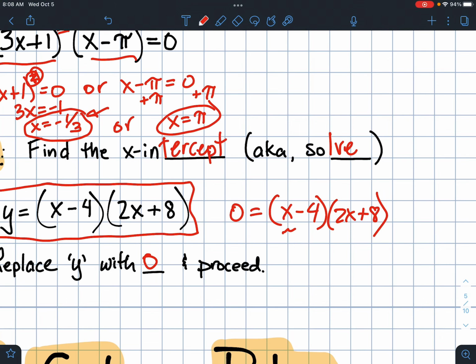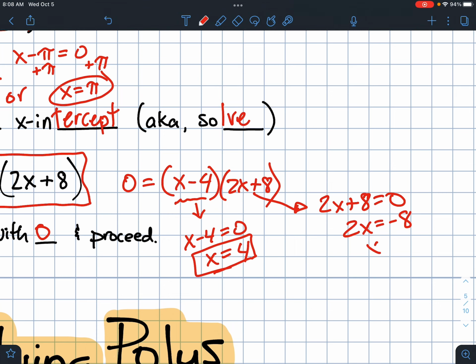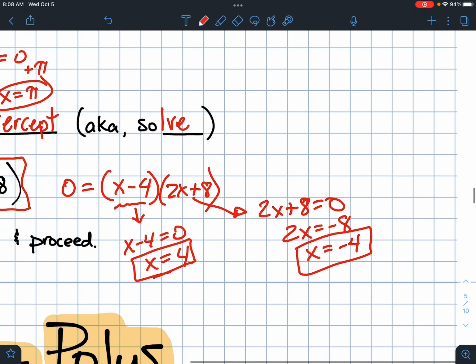What is the first x-intercept, they call it? x minus 4 equals 0, so x equals 4. There's one x-intercept. And the second intercept is 2x plus 8 equals 0. Add negative 8, divide by 2, and we get negative 4. So I have two different zeros, two different x-intercepts, 4 and negative 4.